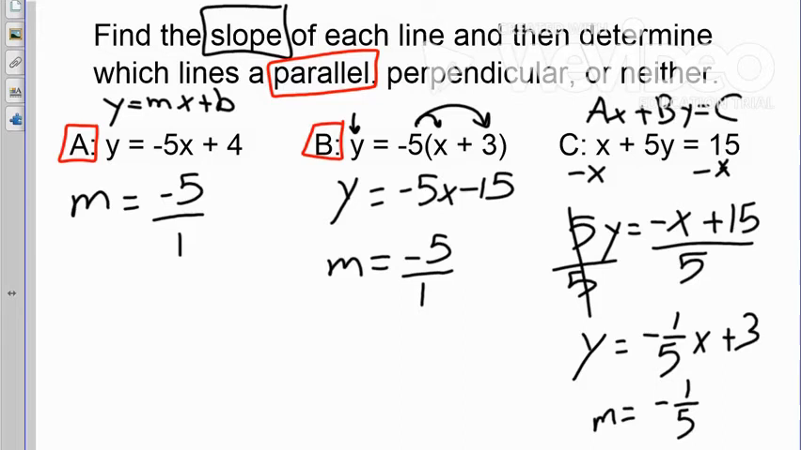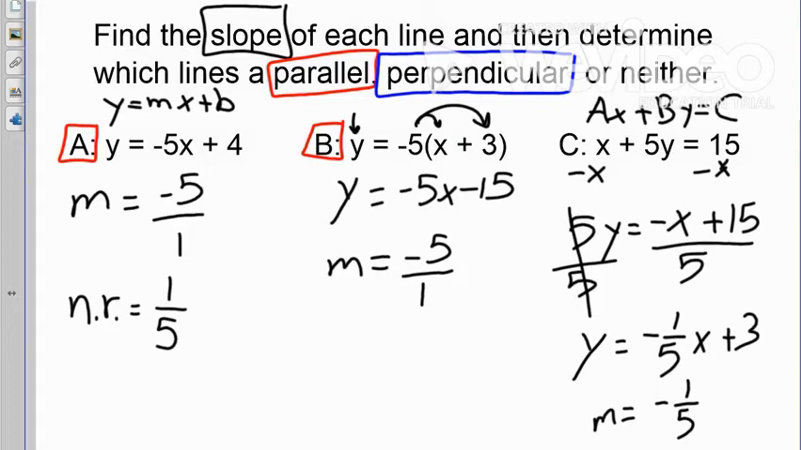Now, to do perpendicular, okay, we're going to have to find that negative reciprocal. All right, so if we look at each of the slopes, we've got to just convert them. So the negative reciprocal of -5/1 is actually going to be +1/5.